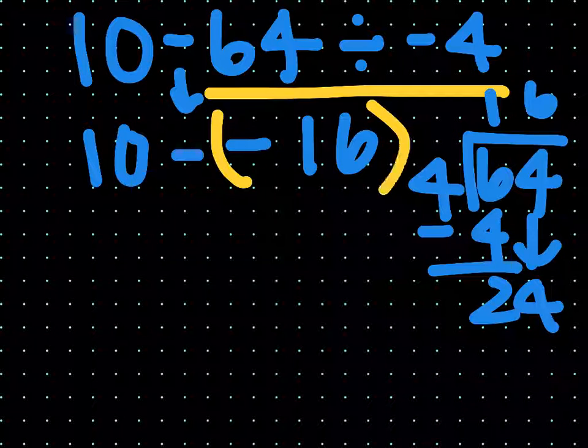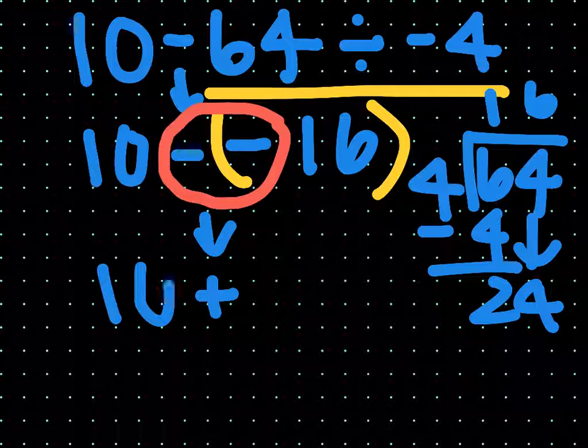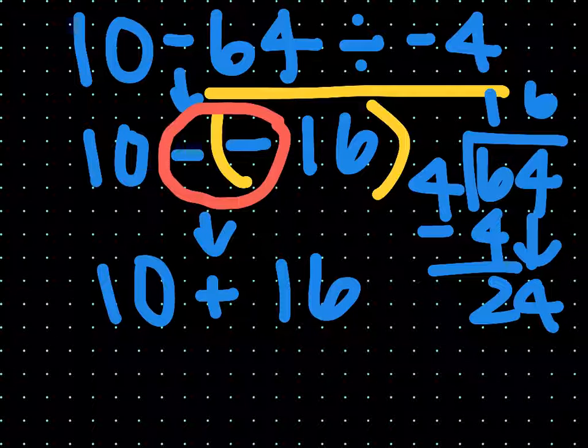Now it becomes 10 minus 16. But wait, do we see something that we learned previously? I knew you guys would get it. We see our face right here. And so we know that now this has to be brought down to plus: 10 plus 16. Then there's only the addition left. So we do it. 10 plus 16 equals 26.